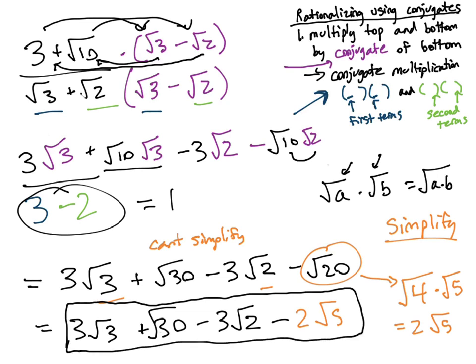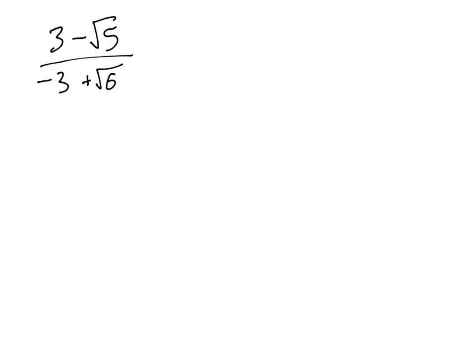And we're going to continue on to the next screen, look at another challenge example. To start, we'll multiply the denominator and numerator times the conjugate of the denominator, which means we're keeping the first term the same, but switching the sign of this second term, so that becomes a negative square root of 6.